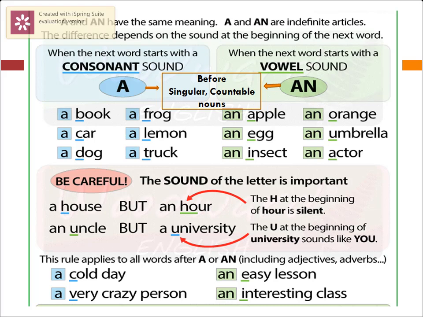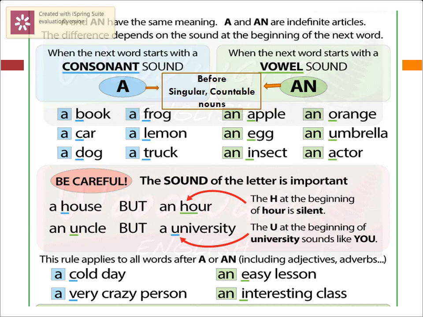Now, some preliminaries. A and an have the same meaning. They mean a or one. And a and an belong to the same class, that is the indefinite articles. And one particular thing to remember is both of them have the same purpose. They always come before singular countable nouns to generalize them. Now the difference depends on the sound at the beginning of the next word, that is the noun.